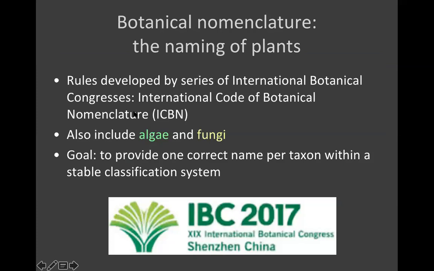Okay, so those are the rules of botanical nomenclature, of naming plants, that were developed by the International Code of Botanical Nomenclature. This is a group of taxonomists that meet every year and update the rules, but generally these guidelines are followed all across the world. So all species names follow the same rules. It's not just for plants, it also includes naming algae and fungi. And the goal is to provide one correct name per taxon within a stable classification system.